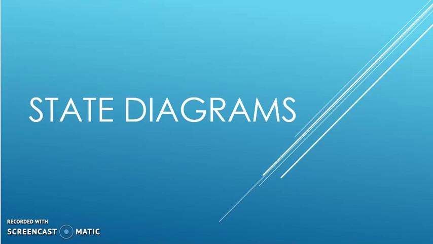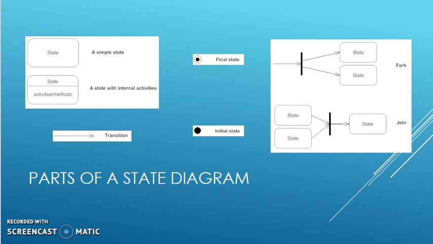State diagrams. A state diagram shows the behavior of classes in response to external stimuli. Specifically, a state diagram describes the behavior of a single object in response to a series of events in a system. Different parts of the state diagram are given.